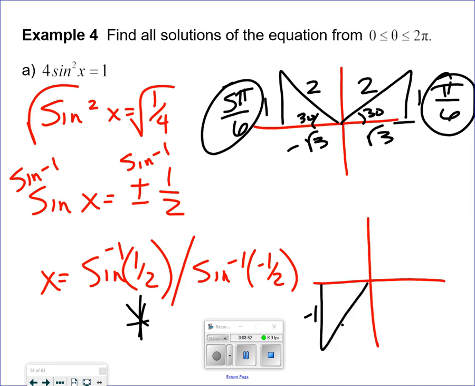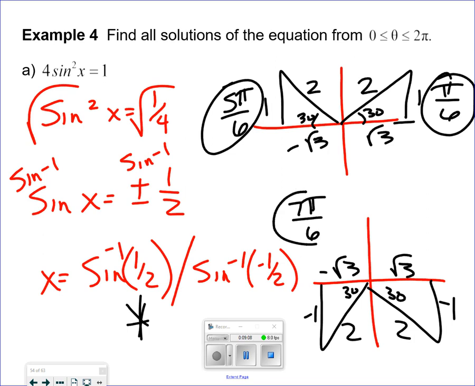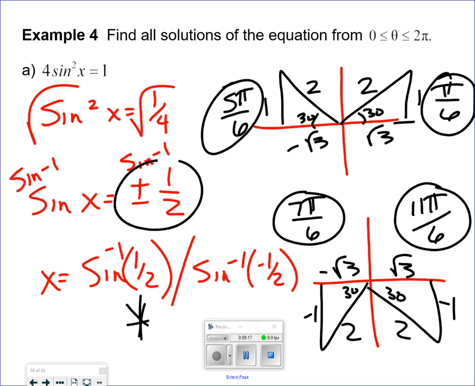Now, -1/2. So the opposite side is -1 and the hypotenuse is 2. Find the missing side if you want to. This is a 30-degree reference angle again. And so now in the third quadrant, we're talking about 7 pi over 6, because every 6th is a 30-degree angle, and 11 pi over 6, because every 6th is a 30-degree angle. So because this is plus or minus, instead of getting 2 answers, I'm actually going to get 4 answers, 2 for the positive and 2 for the negative.